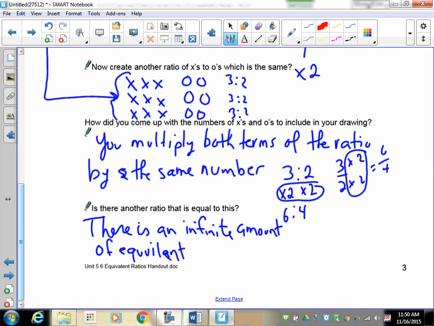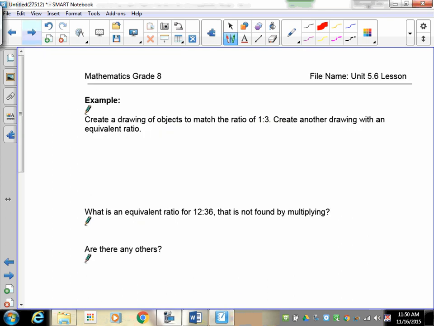I never know how to spell equivalent. Wish this board had a spell check. All right, moving on.